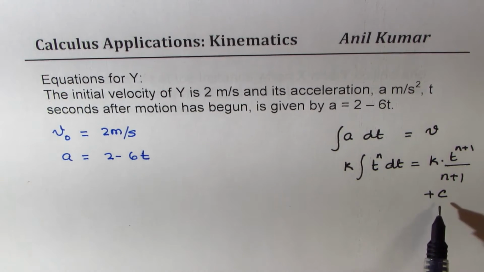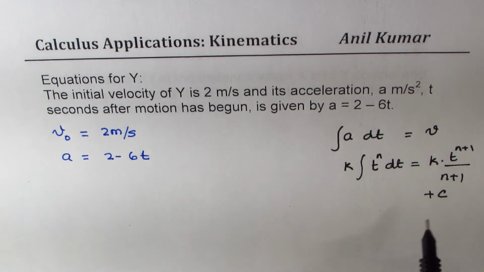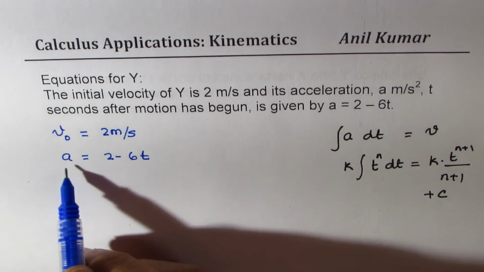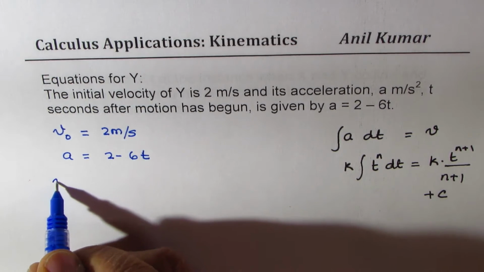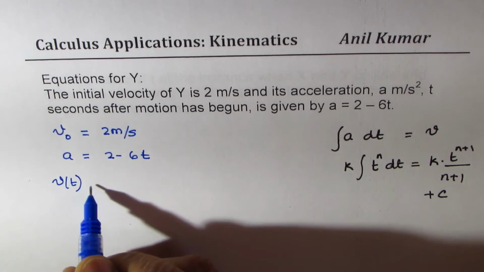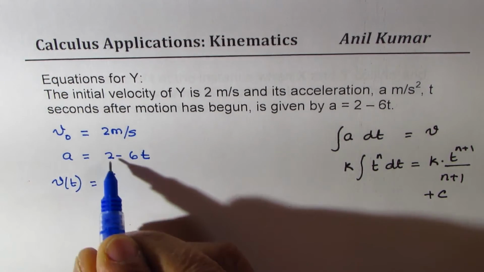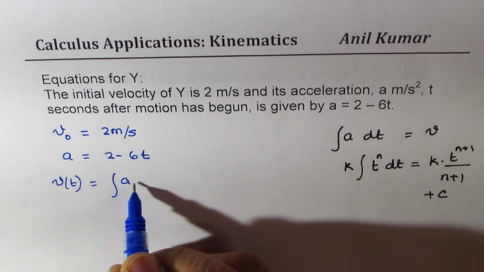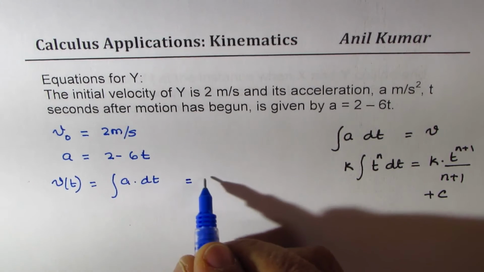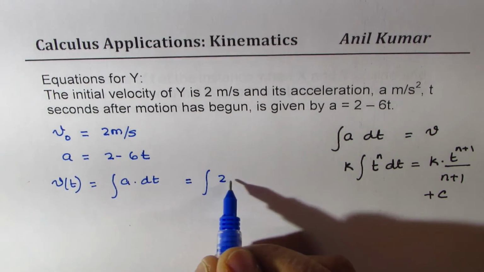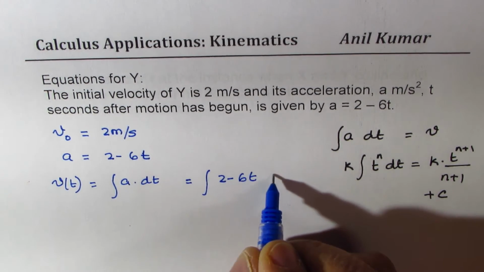Now this constant c we can always find from initial conditions. So this constant comes from the initial condition. From here we know what velocity is. Velocity at any particular time will be the integral of acceleration, a dt. Now in our case it is equal to the integral of 2 minus 6t dt.